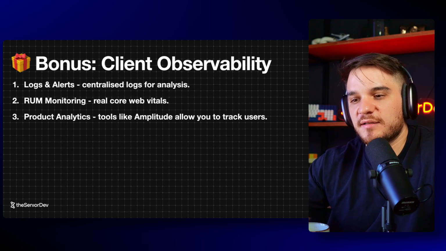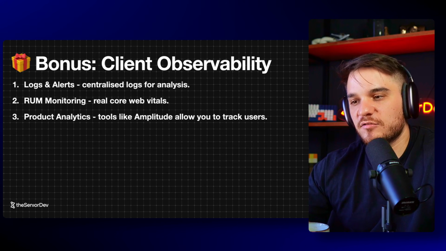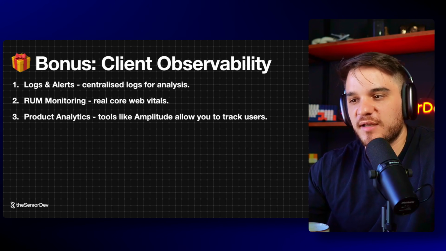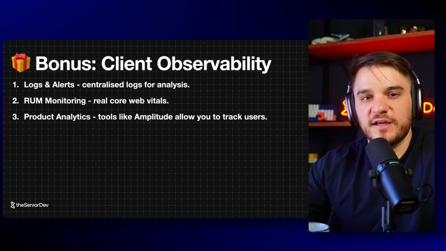Product analytics to make product decisions, especially when you're building SaaS. Tools like Amplitude will allow you to understand which features users are actually using and which ones you should extend and do a lot of A/B testing.